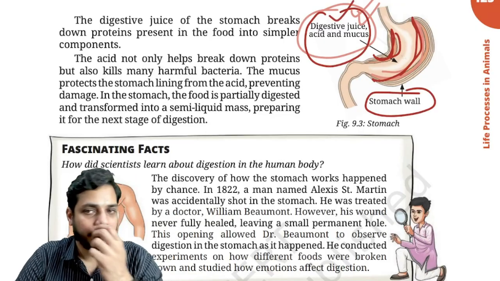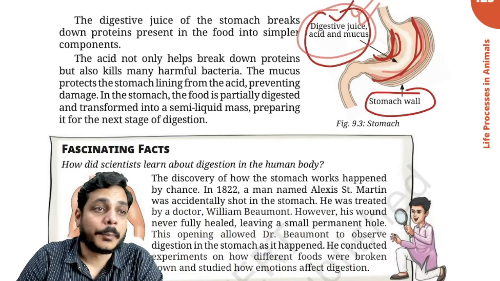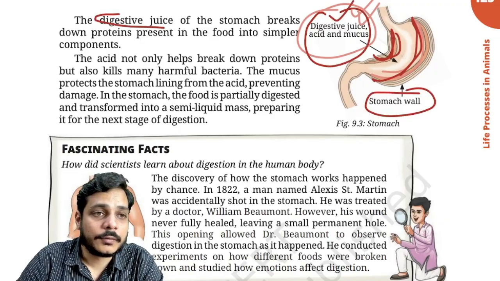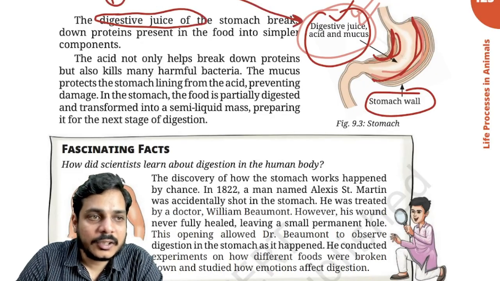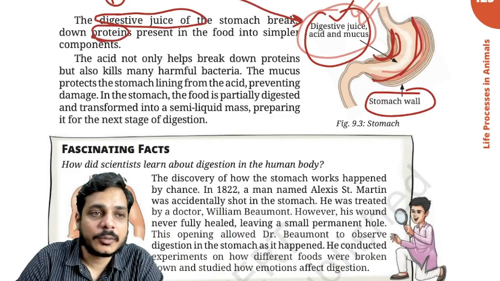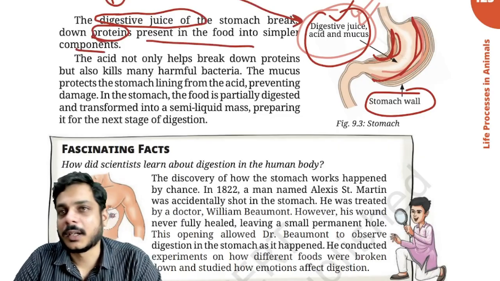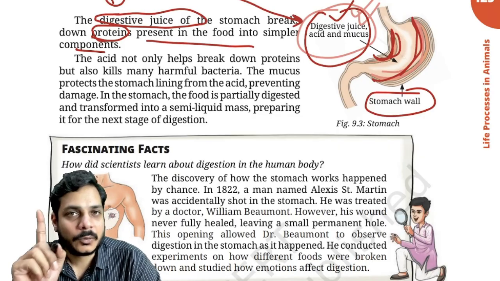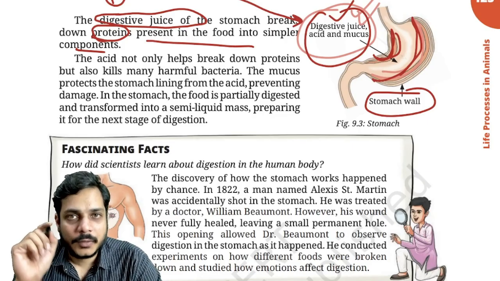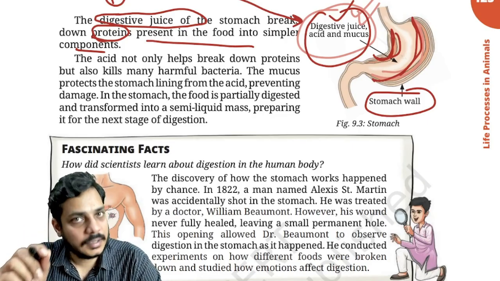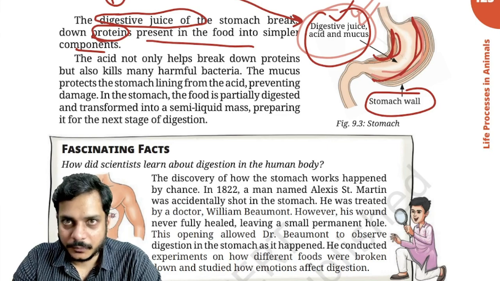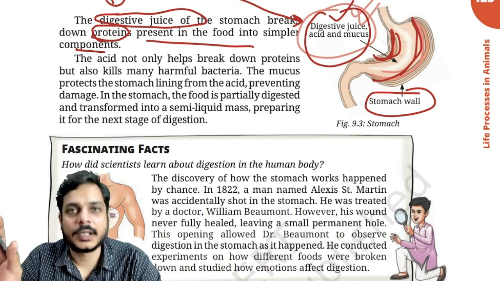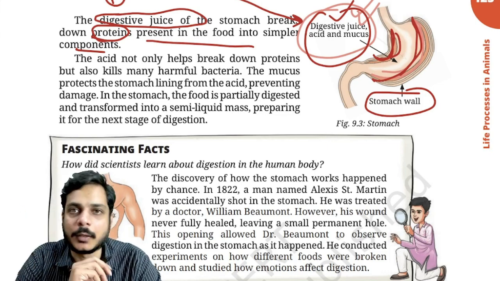Now let us see. The digestive juice of the stomach breaks down the proteins present in the food into simpler components. First in the mouth, remember, what is happening in the mouth? We are talking about starch. Starch is a form of carbohydrate. Carbohydrate is getting converted into sugar. That is why we feel the food is sweet. That means the partial digestion starts from the mouth itself.